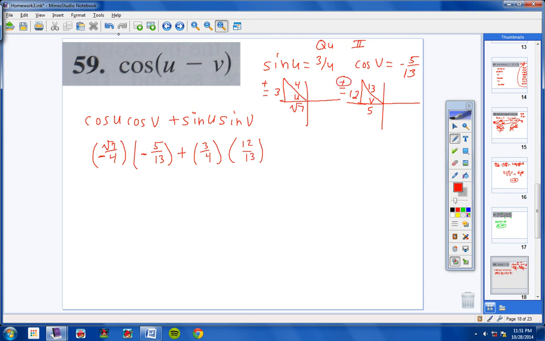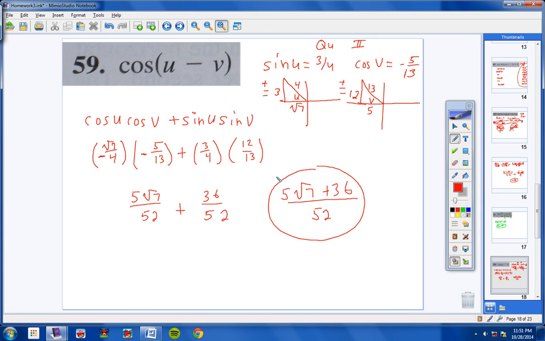Okay? So here's what we would have: 5 square root of 7 over 52 plus 36 over 52. So we do have a common denominator. Your final answer would be 5 square root of 7 plus 36, all over 52. Okay, there we go. Moving on to number 63.